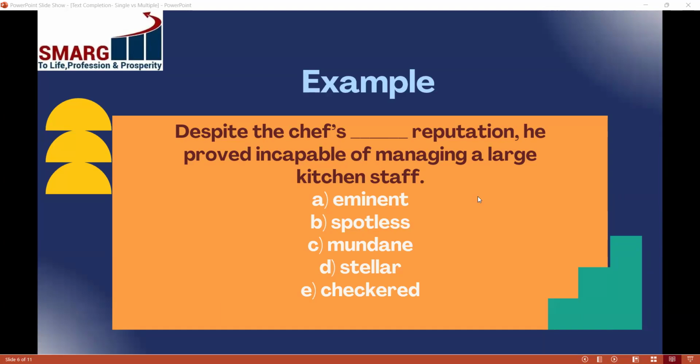See, this is a noun, that is an adjective. Because we are talking about his reputation, we cannot say that eminent will be there. We are talking about his stellar reputation. That's why. Okay. All right. Anybody else?